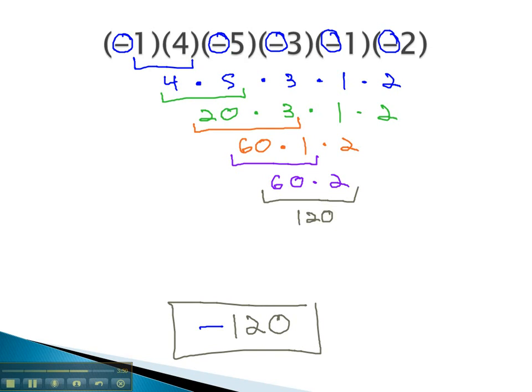So that's a nice little trick to be aware of. If we're multiplying lots of numbers together, lots of integers, we can decide if it's positive or negative based on if there's an even or odd number of negatives, and then simply multiply the numbers together without having to worry about those negatives and putting it all together at the end.